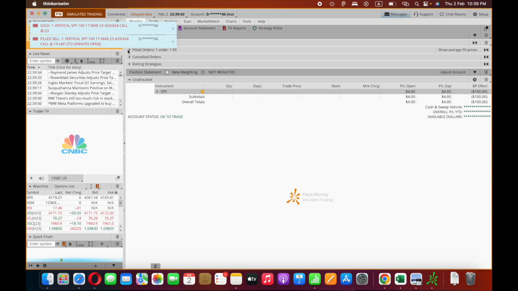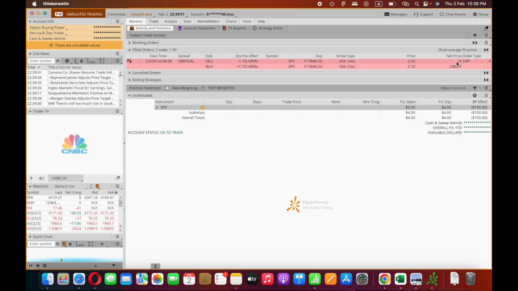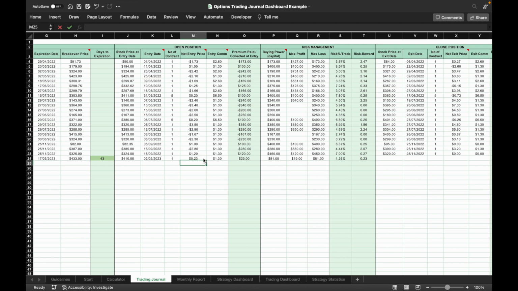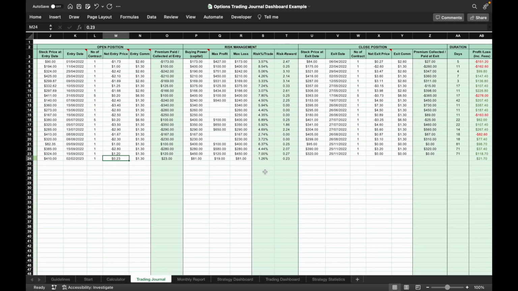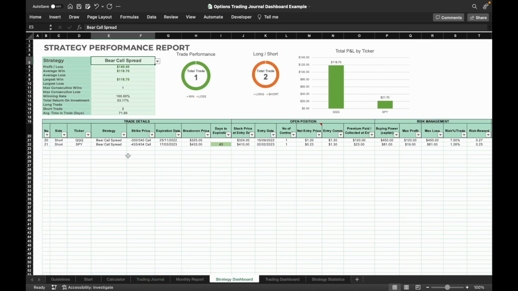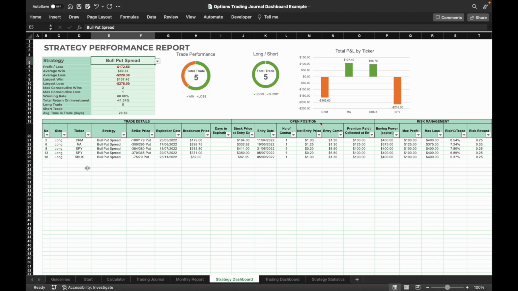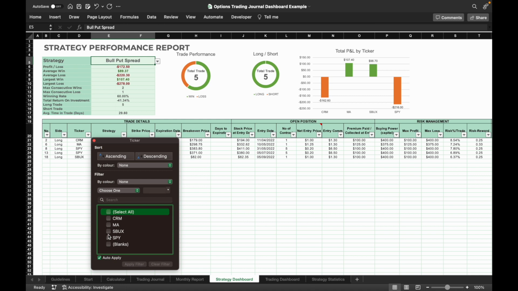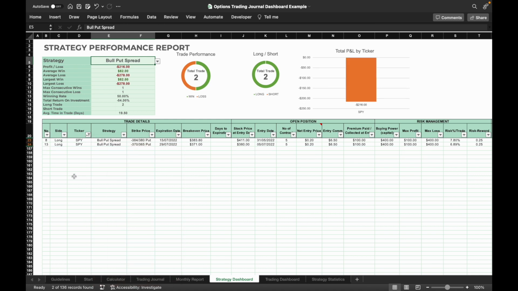So my order filled at 23 cents. That's how I track my credit spread using the spreadsheet. So you can go to the strategy dashboard here to track every strategy. For example, if you have a lot of trades here, you can filter by ticker. Just unselect all and select the ticker you want. Then it will show you how much profit you made from trading this ticker with this strategy, and the average winning amount, average losing amount, and the winning rate for this strategy on a specific stock.